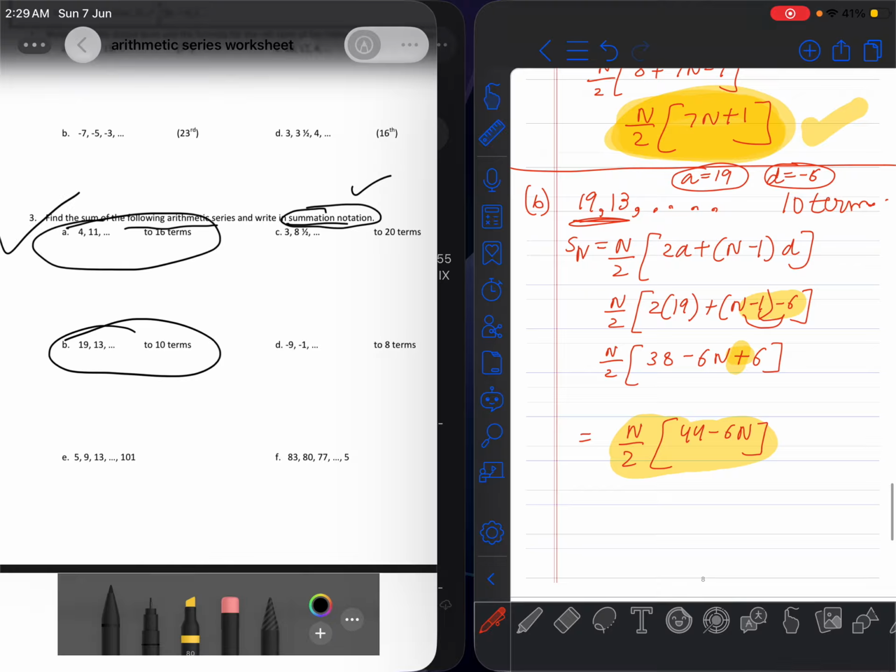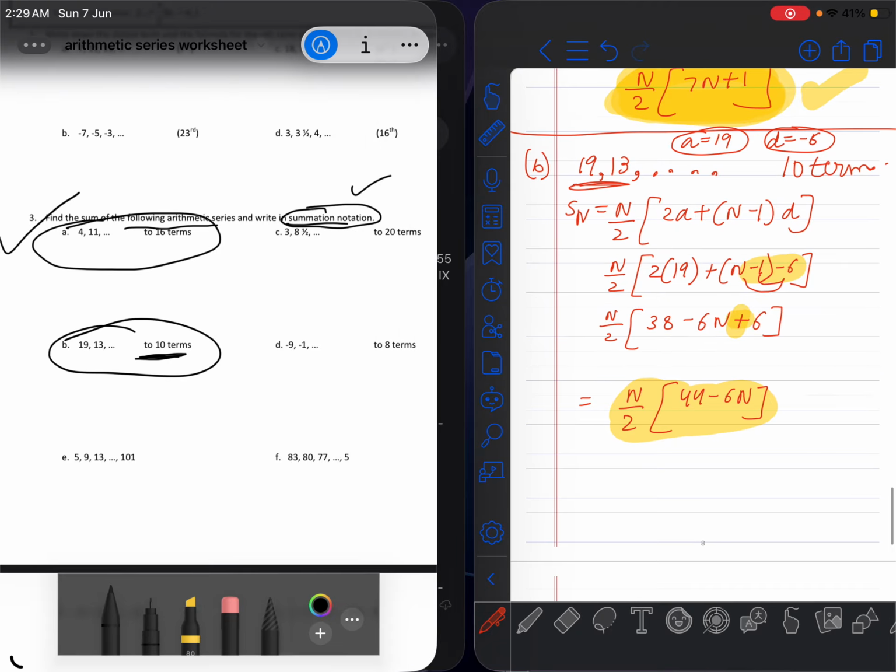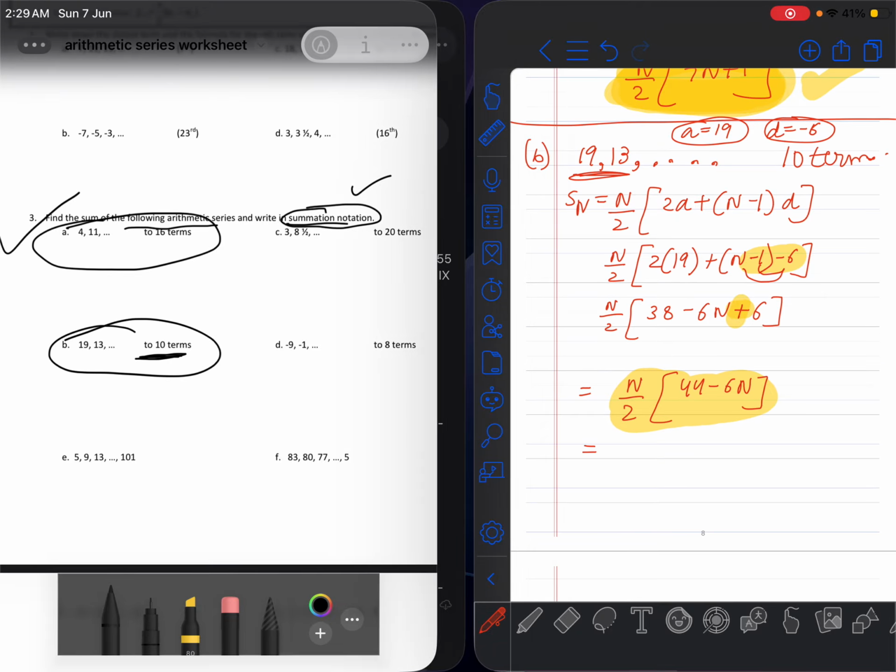Now if you need to find the sum of 10 terms, you put 10 in it, as simple as that. 10 by 2 into 44 minus 6 multiplied by 10. So 10 divided by 2 is 5, and 44 minus 60 we need to do.